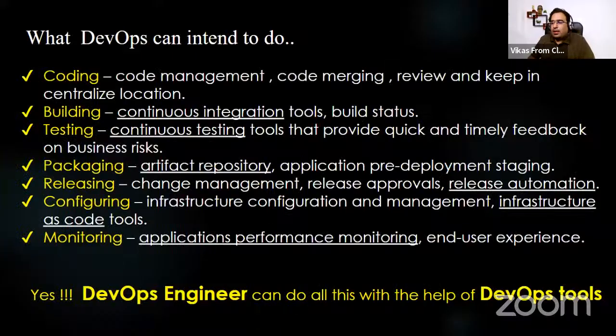As I told you, DevOps engineers are involved in the coding part, building, testing, packaging, releasing, configuring, monitoring. Yes, a DevOps engineer has to be involved in all these different places with the help of tools. So what I would like to say is that as a DevOps engineer, we have to be expert, and for every activity, we have to use some tool so that we can achieve it. Make sense? Yes or no?